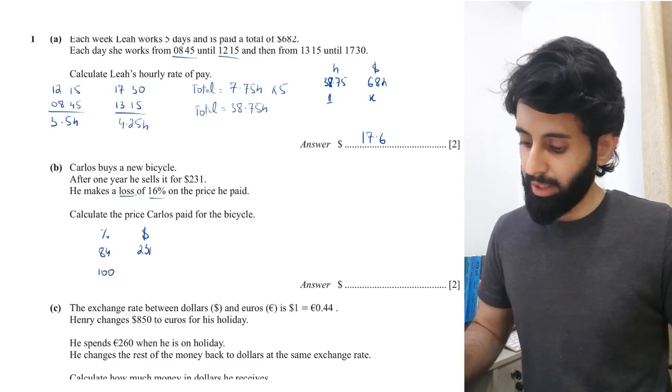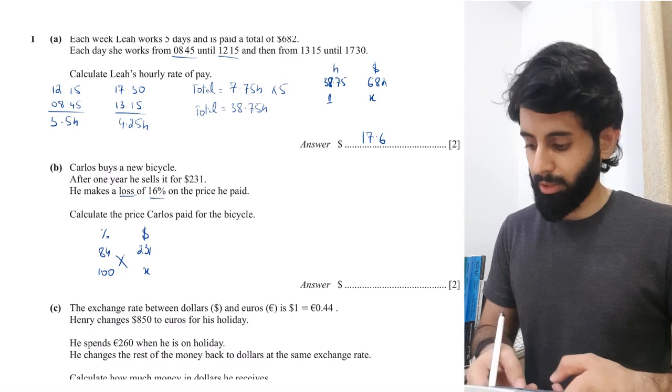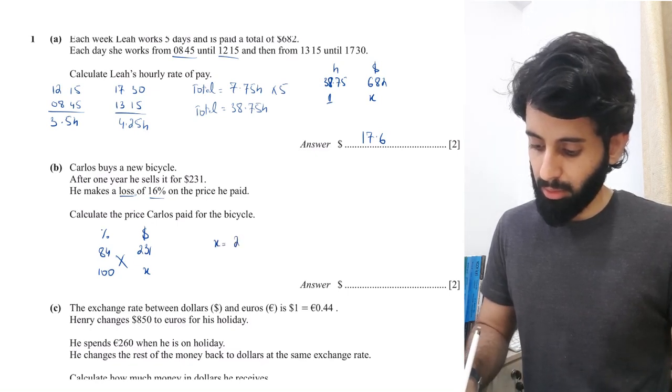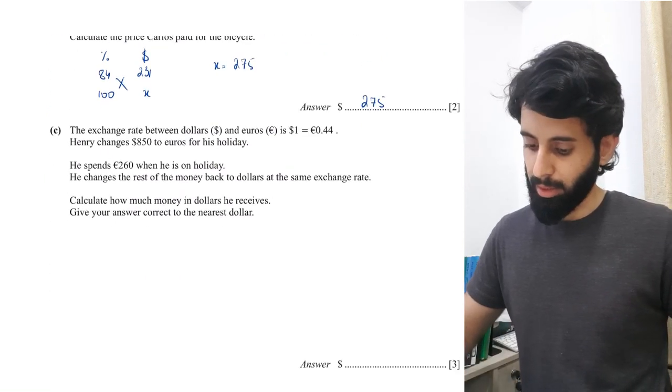Now the original price, or the price he paid, is 100%, which is equal to X, and this is what you have to work out. So 231 times 100 divided by 84. So X turns out to be 275, which is our final answer. So yeah, that was part B. Let's do part C now.